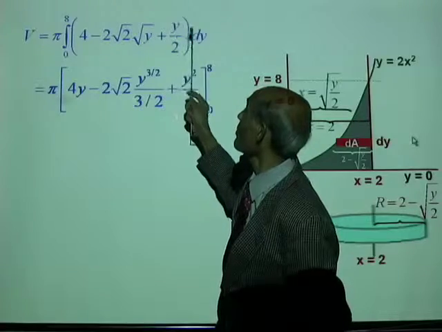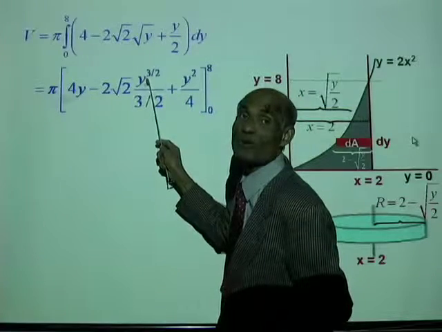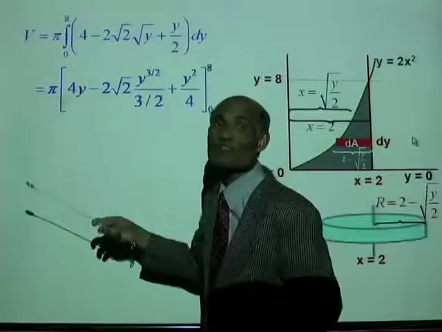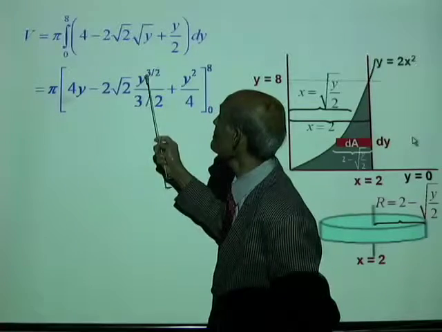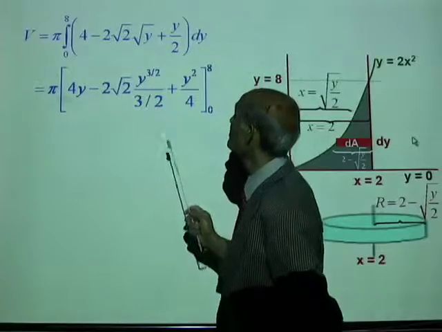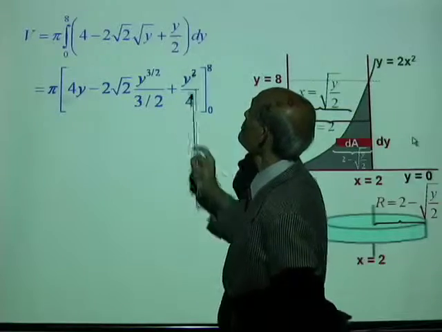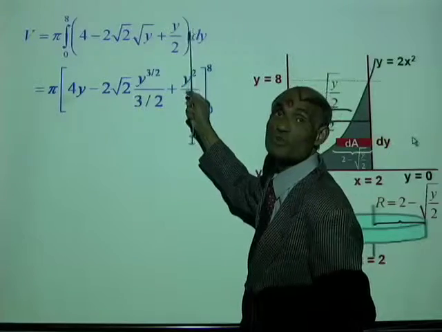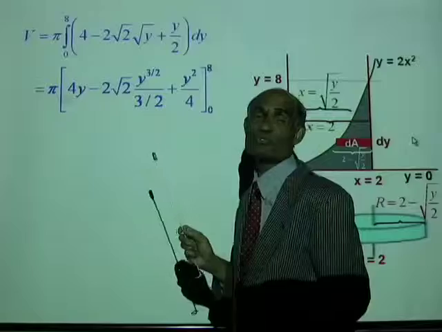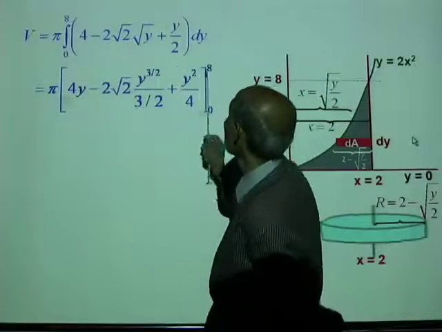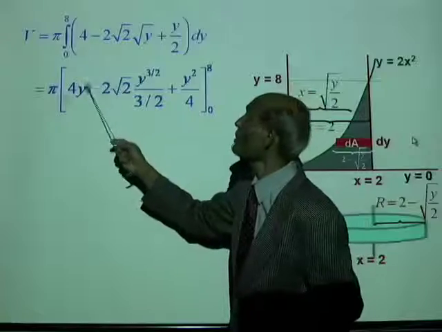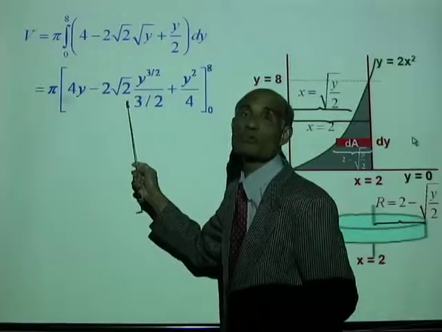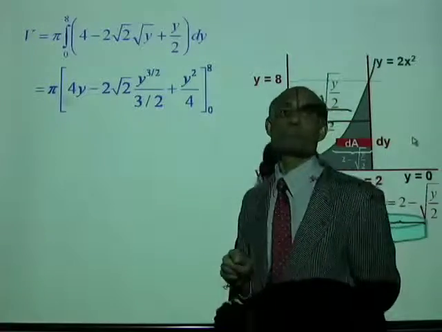Integral of y to the power of 1/2 dy is y to the power of 1/2 plus 1, over 1/2 plus 1. 1/2 plus 1 is 3 over 2. So it will be 2 root 2 times y to the power of 3 over 2 over 3 over 2, plus integral of y over 2 dy, which will be y squared over 2 divided by 2, which is y squared over 4. And the limit from 0 to 8. Again, because each term contains y, when you use the lower limit, they all become 0. So we need only the upper limit.